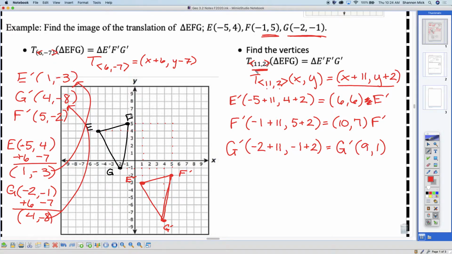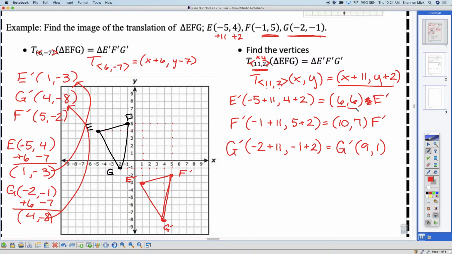Whatever this is, your rule is 11 and 2. This is an X, this is a Y. They're both positive. So whatever your X is, you add 11. Whatever your Y is, you add 2. So what is -5 plus 11? 6. What is 4 plus 2? 6. And so you do it to the next point.